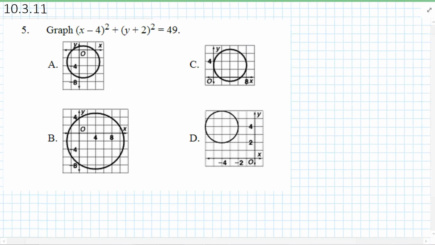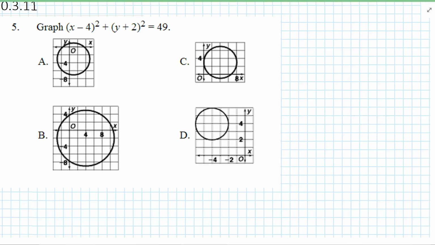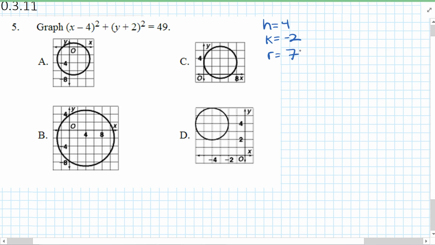Graph x minus 4 squared plus y plus 2 squared equals 49. So we know our h value is going to be 4, our k value is going to be -2, and our r is going to be 7. Okay, so which one of these goes to the right 4 and down 2 for the center?